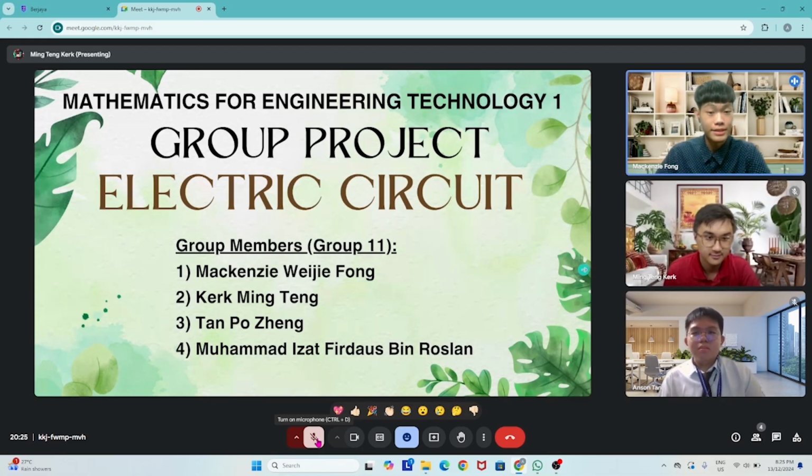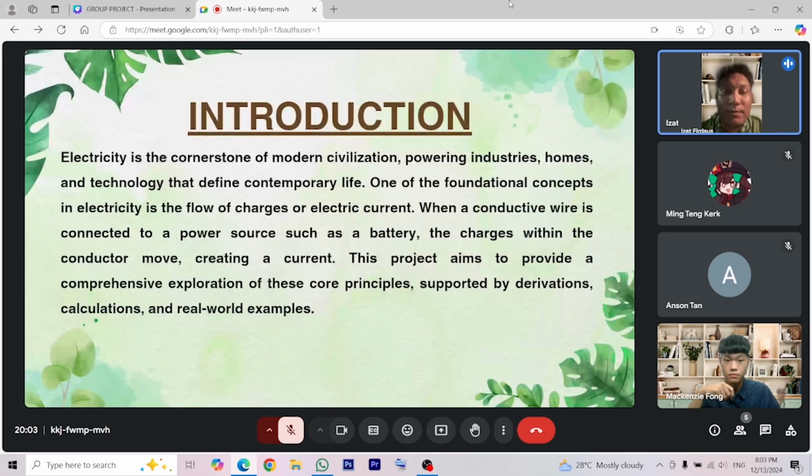Our topic is electric circuit and the subject is Mathematics for Engineering Technology 1. Our group members consist of me, Mackenzie, Kurt Ming Teng, Tan Po Zeng, and Muhammad Izzat Firdaus bin Roslan. Okay, my name is Muhammad Izzat Firdaus bin Roslan. I will talk about the introduction.